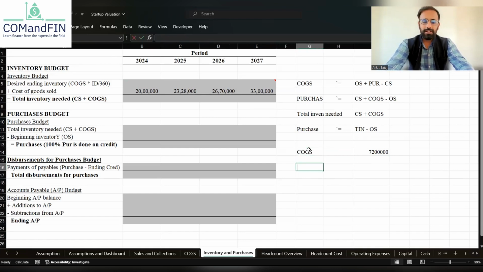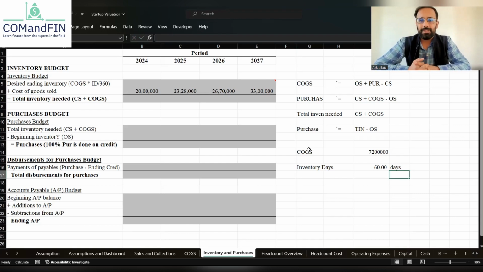Now, inventory days are given. What is the meaning of inventory days? Inventory days means how much time the company takes to convert their raw material into finished goods. Here it is given as 60 days. It means the company requires 60 days to convert raw material into finished goods, so their manufacturing time is 60 days. It means the funds of the company get blocked for 60 days in inventory.